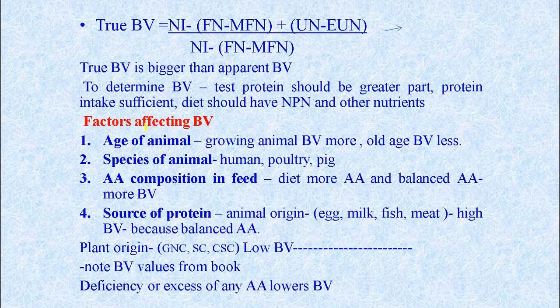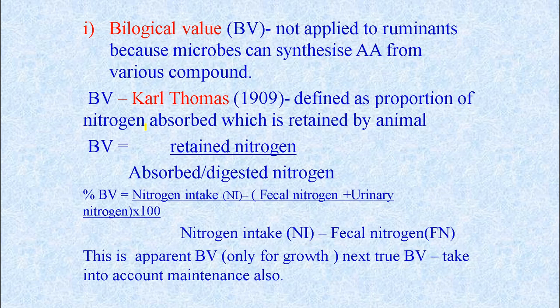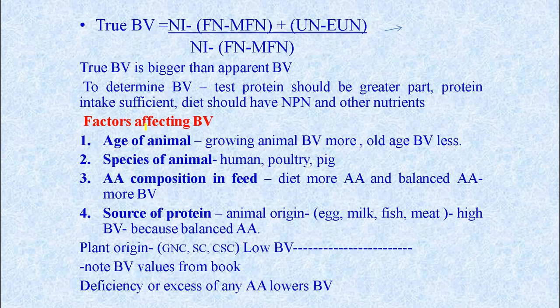So the BV is affected by so many factors, and the biological value of an animal protein is bigger than that of the plant protein. The factors affecting BV: age, then species of the animal, amino acid composition, then source of that particular protein, or origin. Is it a non-proteinous nitrogen, or is it directly converted from the actual source of the protein?